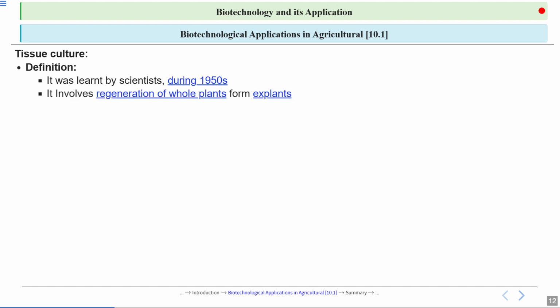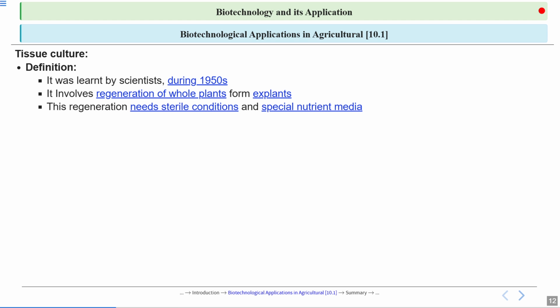This tissue culture was learned by scientists during the 1950s. It involves regeneration of a whole plant from an explant. Now what is an explant? An explant is any part of the plant. So in the 1950s, scientists learned that from an explant, from any part of the plant, we can regenerate the whole plant.